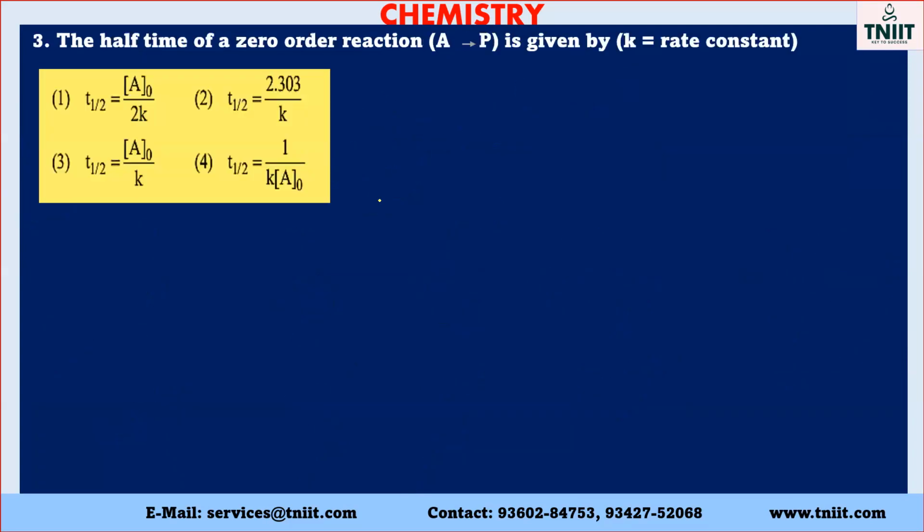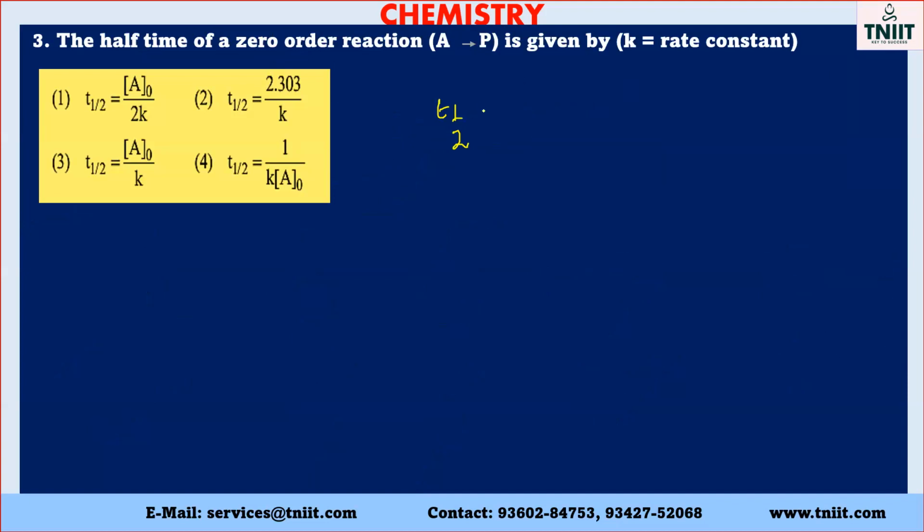The half time of a zero order reaction, A giving you P, is given by, K is a rate constant. The half time of a zero order reaction, A giving you P. So it is half-life period. Half time, otherwise half-life period.